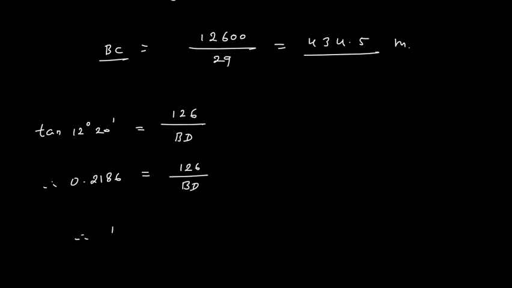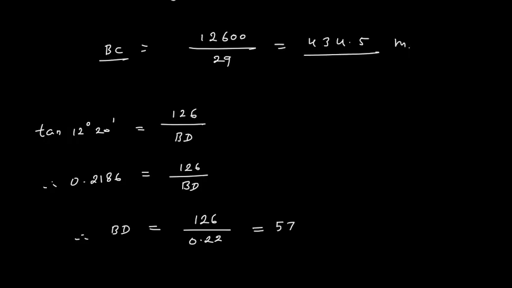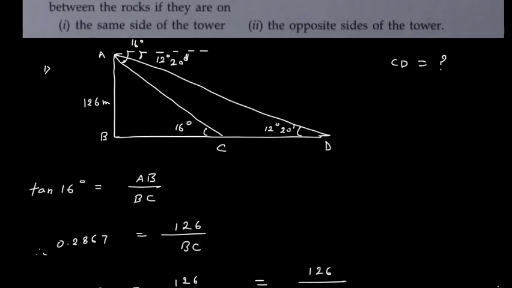So this will give us BD is equal to 126 divided by 0.22. I round off this up to 2 decimal, so it will become 126 divided by 0.22. It will give me the answer as 572.72 meter. This is the value of BD.